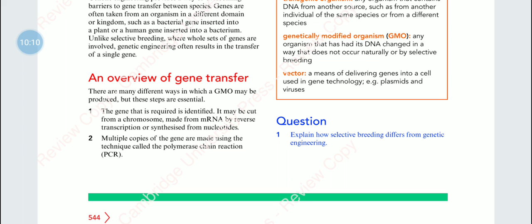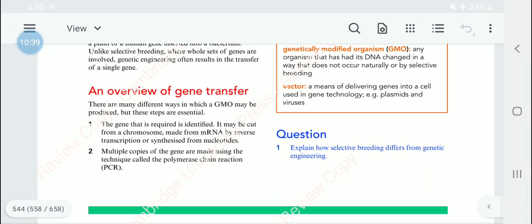A GMO, that is a genetically modified organism, can be produced in many different ways, but there are some steps which are going to be essential. The first one is we have to identify the gene that is going to be transferred. Then it will be cut off from the chromosome, or using mRNA we can make it by reverse transcription, or we can synthesize it from nucleotides.